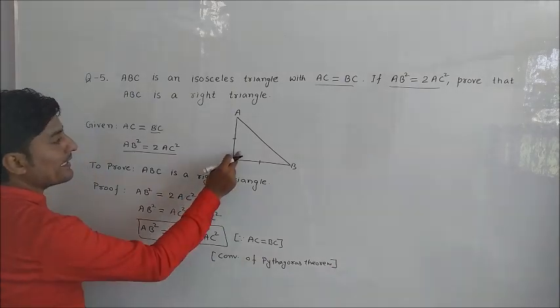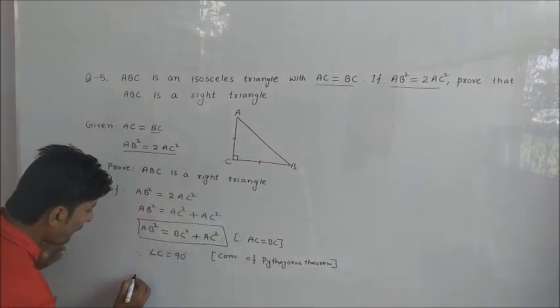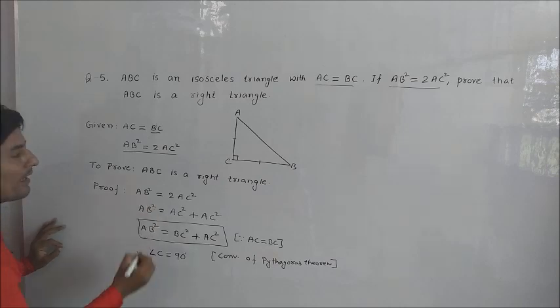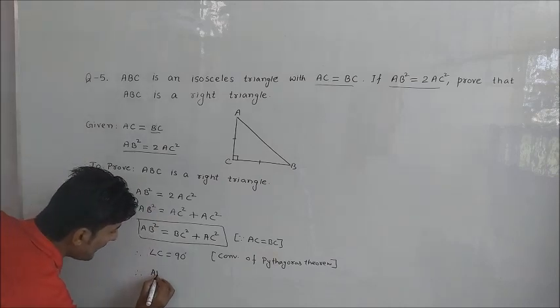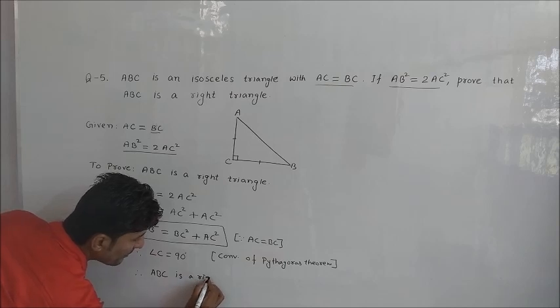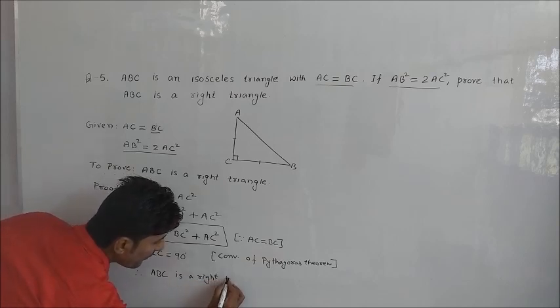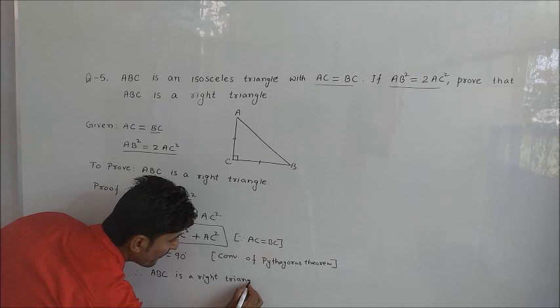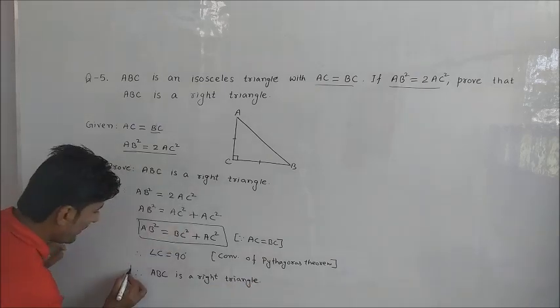Since angle C is equal to 90 degrees, finally we can say ABC is a right triangle. So here we can write ABC is a right triangle. So it is proved.